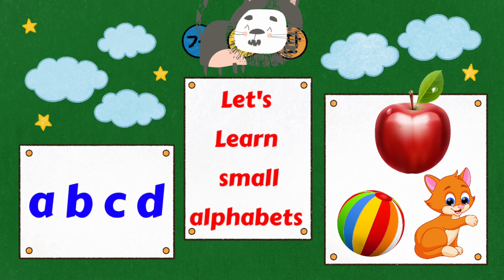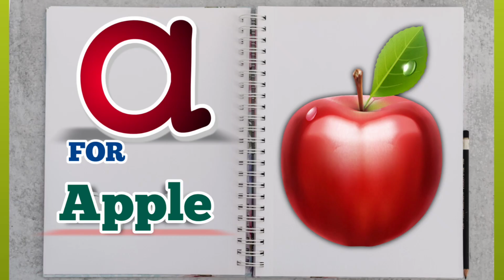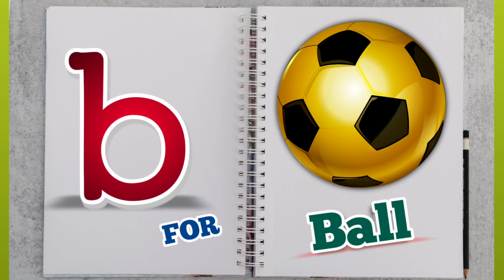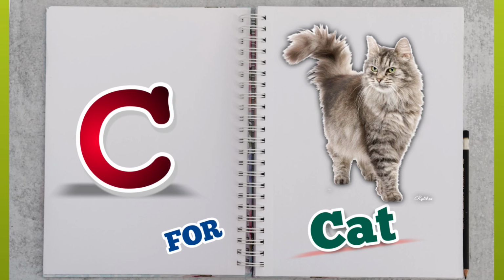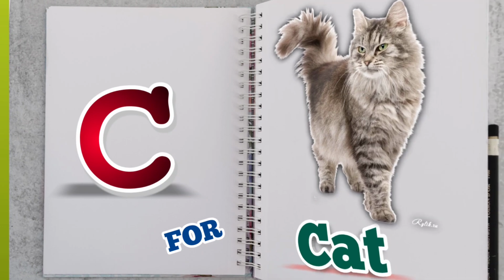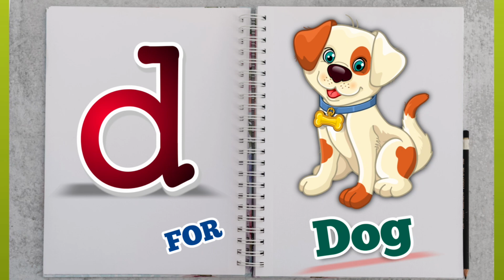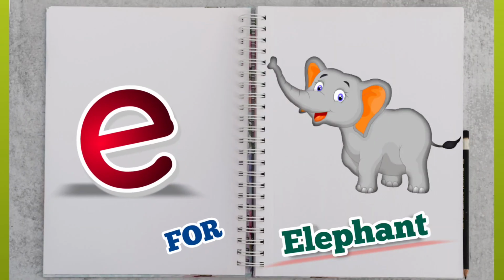Let's learn small alphabets. A for apple, apple means seb. B for ball, ball means gend. C for cat, cat means billi. D for dog, dog means kutta. E for elephant, elephant means hathi.